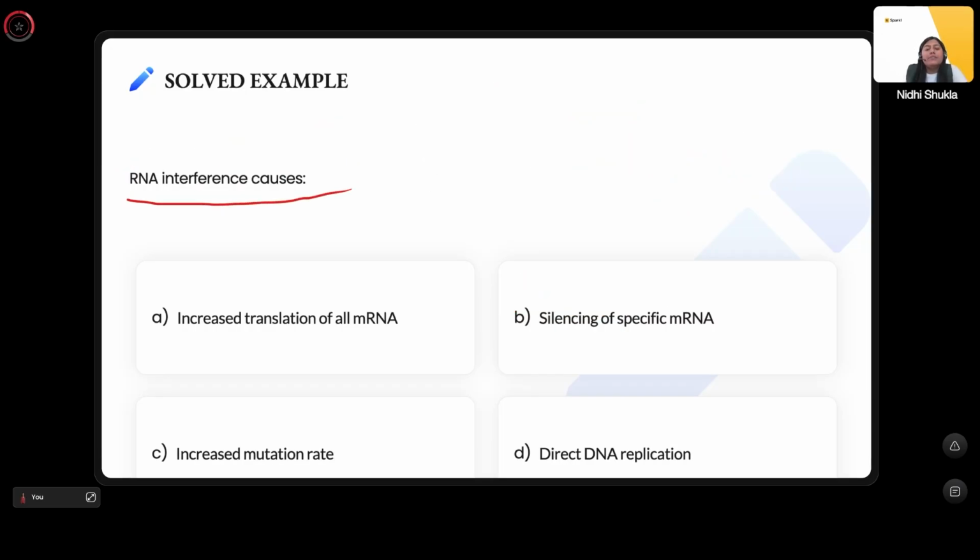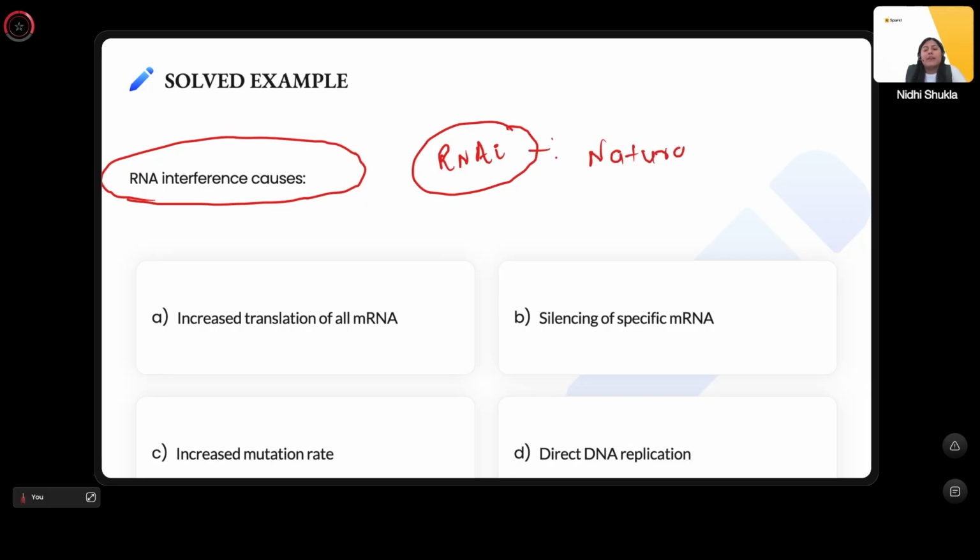Now, RNA interference causes. Okay. RNA interference, which is written as RNAi, is a natural process which takes place in all eukaryotic organisms as a method of natural defense. And how does RNA interference help in defense? Increased translation of all mRNA? No. Silencing of specific mRNA, yes. Increased mutation rate, no. Direct DNA replication, no.